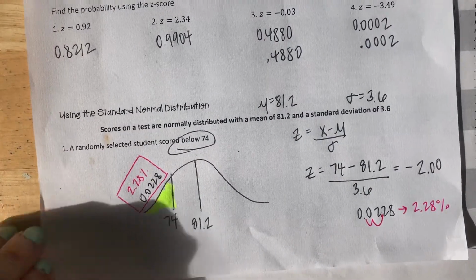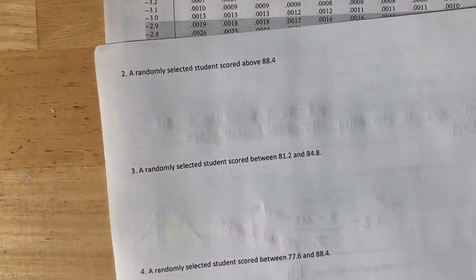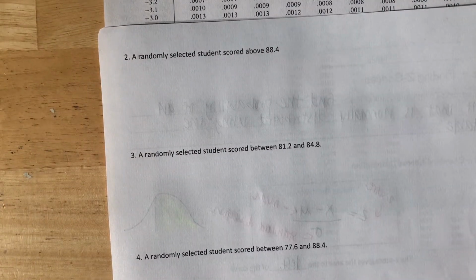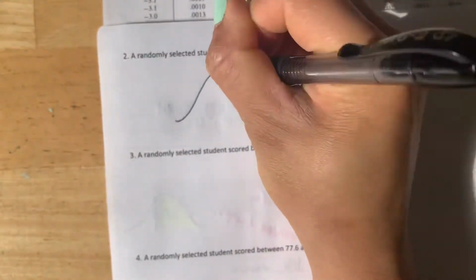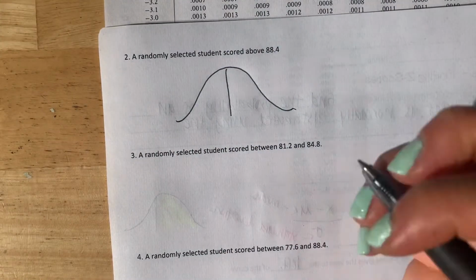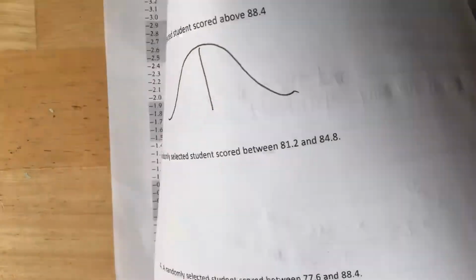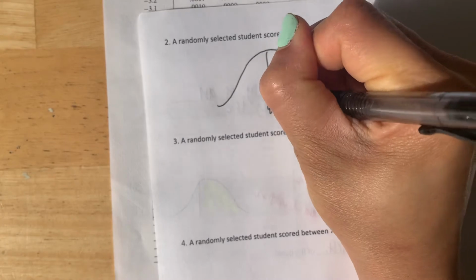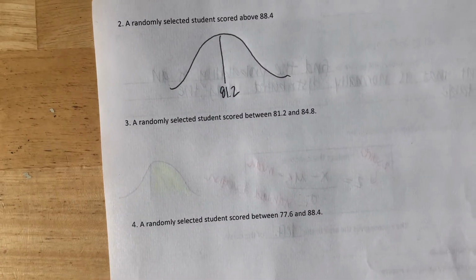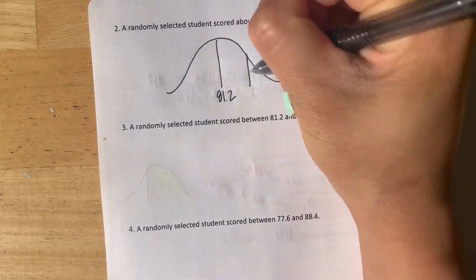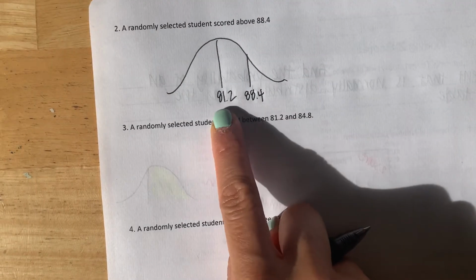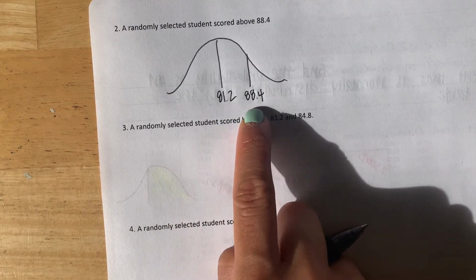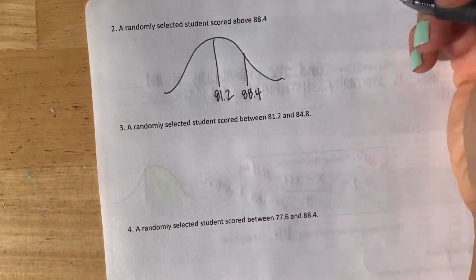Okay, so let's try another one. A randomly selected student scored above an 88.4. So again, I'm going to use the same data. My mean is 81.2, I believe. And I want to know students who scored above an 88.4. So first I'm going to label 88.4. 88.4 is bigger than 81.2, so I know it's going to be on this side. Think of it as a number line.